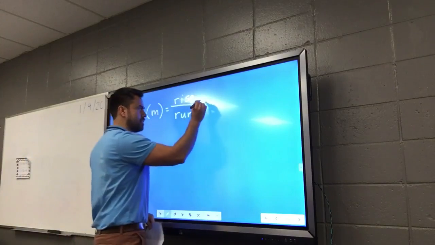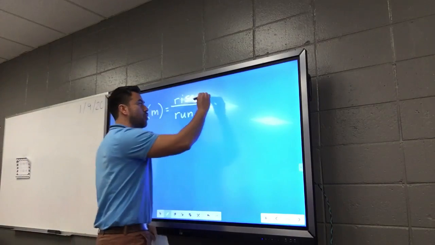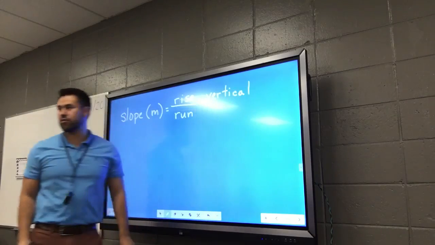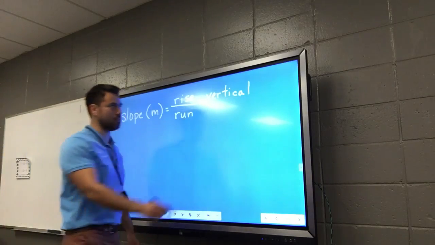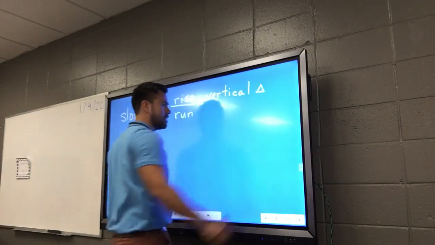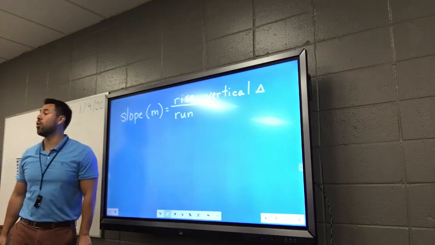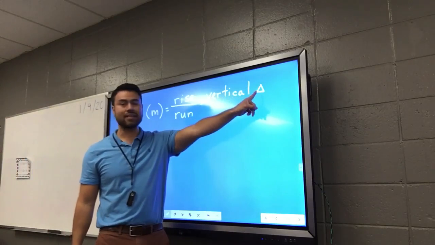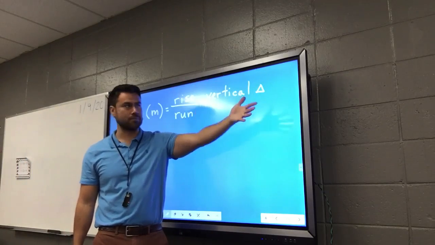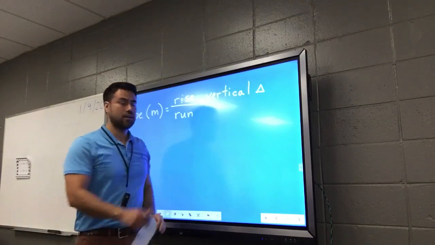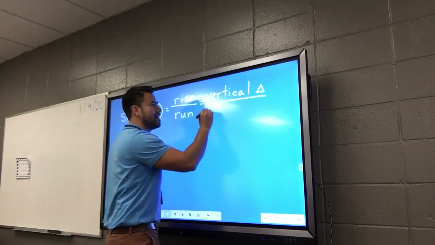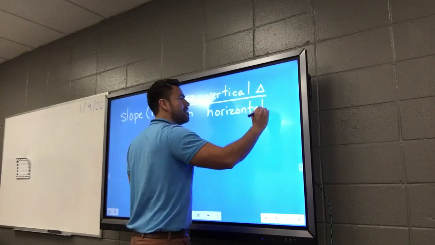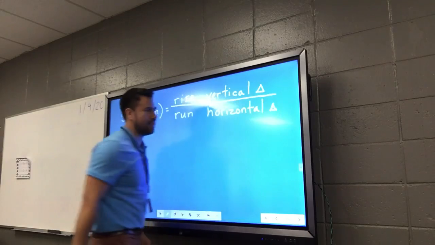And you're like, what does that mean? The rise stands for the vertical. And then I think you guys are ready for the symbol. It's a new symbol you may have not seen before. Vertical delta. Vertical change. Delta is a Greek letter. In math, it stands for change. Change in something. Vertical change. The run stands for the horizontal change. Okay, the horizontal change.